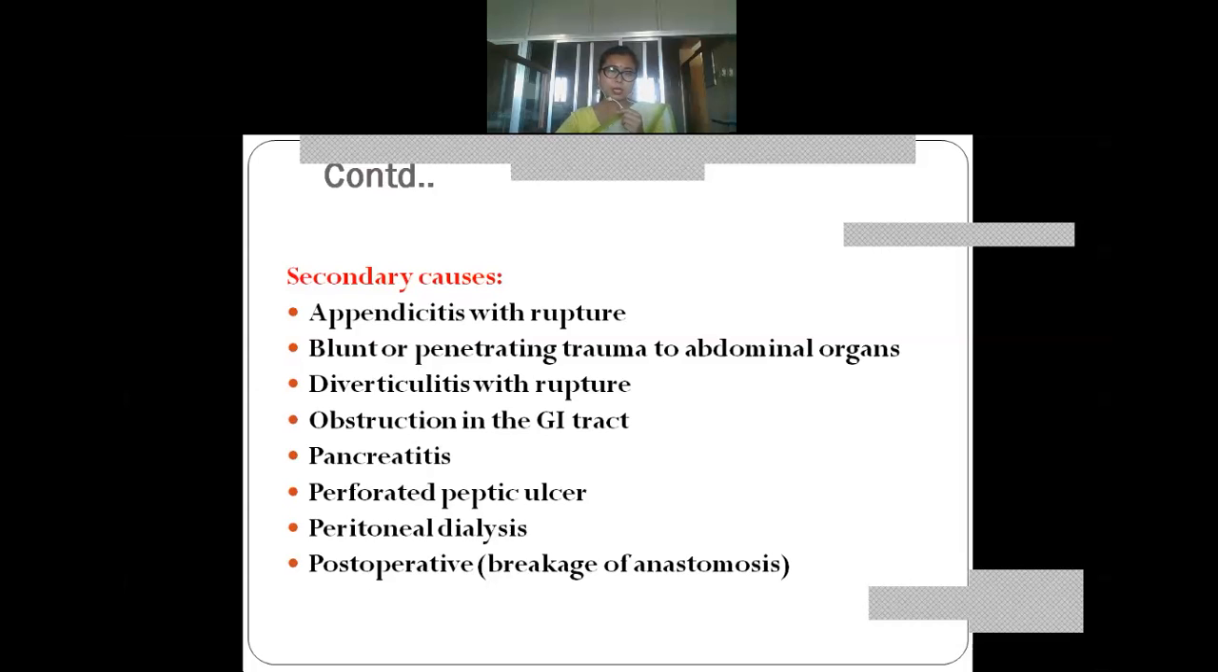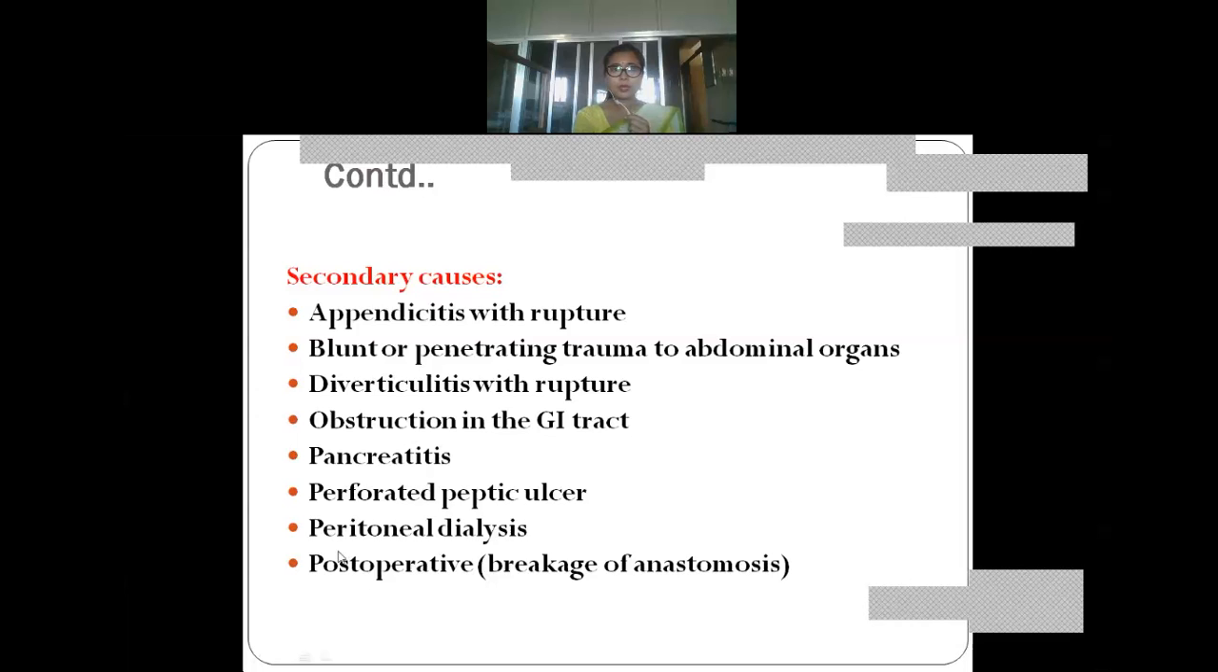And diverticulitis with rupture. Diverticulitis meaning is inflammation of the diverticula, okay? And diverticula are the sac-like outpouching in the GI tract, mostly in the colon. And obstruction in the GI tract, mostly the large and the small intestine. And pancreatitis. Pancreatitis is the inflammation of the pancreas.